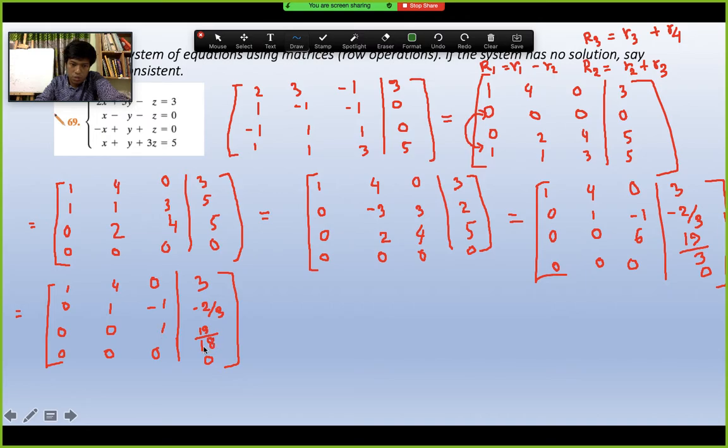Z equals 19 by 18. It looks like small letter 19 divided by 18. And then this line is y minus z equals this. Okay, y minus z. If I send minus z to the other side, it will become plus z, right? So minus 2 divided by 3 plus z. Z means 19 divided by 18.